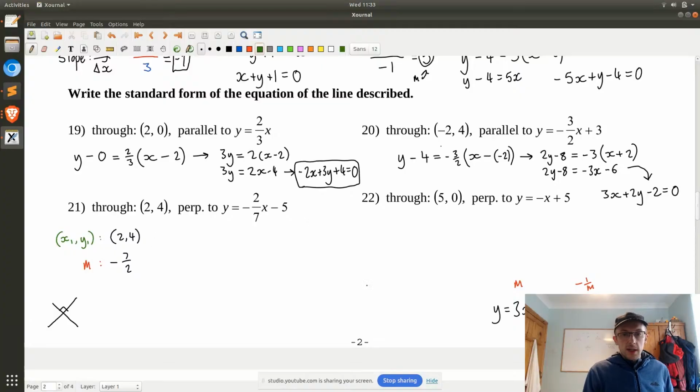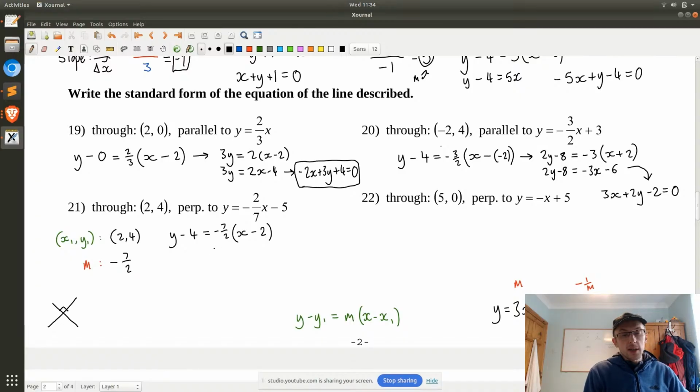So what's the template? What's the formula that I used? It's this one again: y minus y1 equals m, open brackets, x minus x1. So just pick up your numbers. Your x1 is 2 and your y1 is 4. So y minus 4 equals negative 7 over 2, open brackets, x minus 2. Okay.